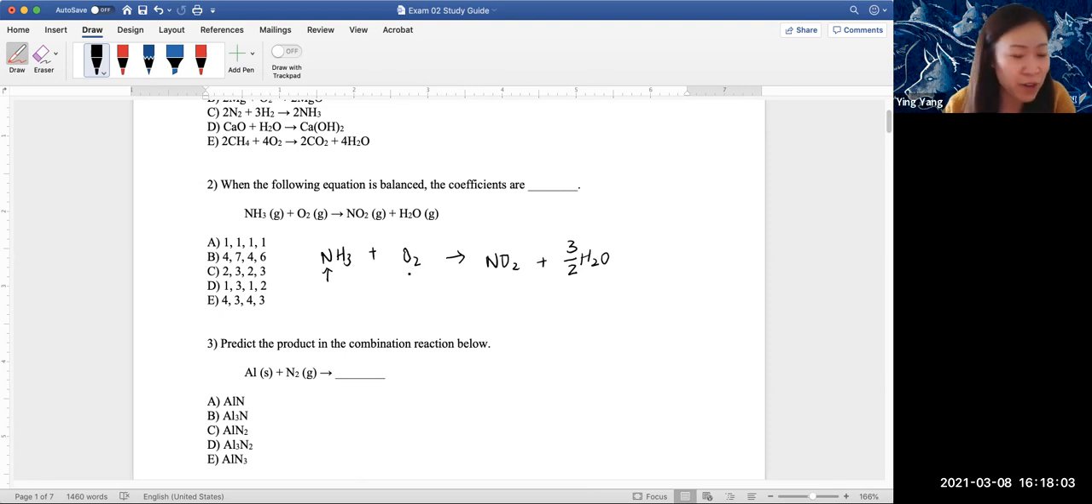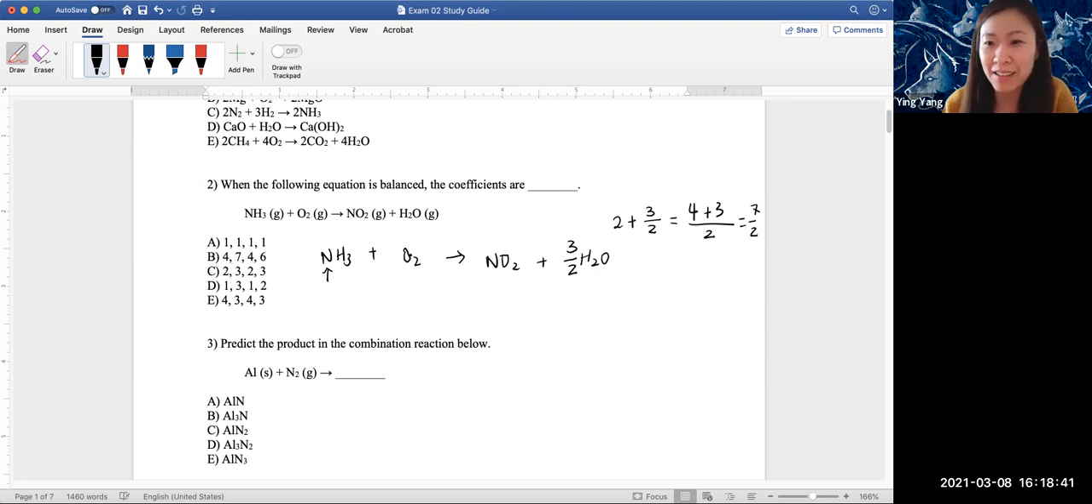Okay, and then we move on to oxygen. Oxygen on the left, we have 2. Let's see how many we have now on the right. We have 2 here and 3/2 in water. So overall in the products, we have 2 plus 3 divided by 2, and this is 2, and numerator, we have 4 plus 3, and that equals 7/2. So this is the total number of oxygen on the right. And we only have 2 on the left, right?